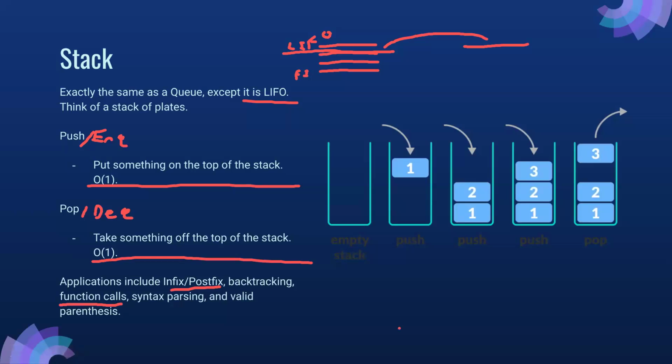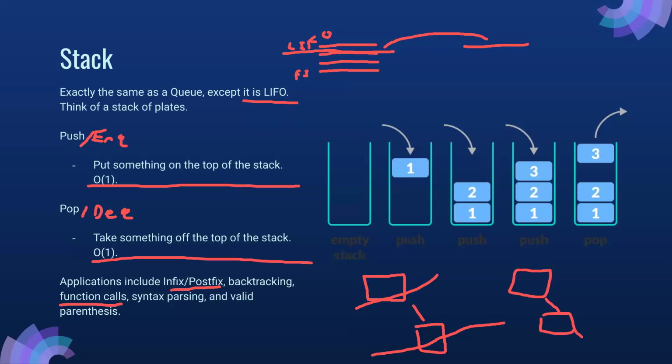Function calls are also put on a stack. So the last function that gets called, so like this function calls this function, once this resolves, it goes off the function stack and it goes back up. So like in a recursive tree, this is your first one, second one, third one. This is your third function that goes into the function stack. It's the first one that resolves and goes out. So stacks are used there.